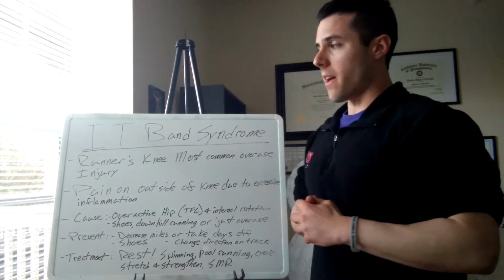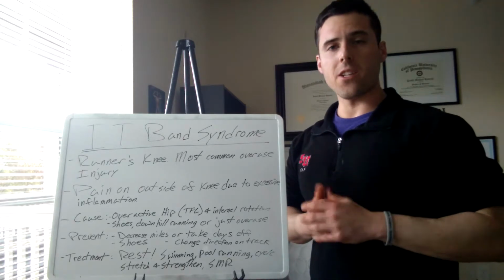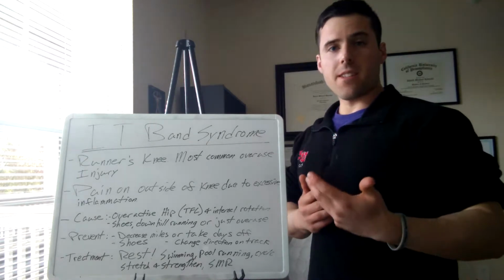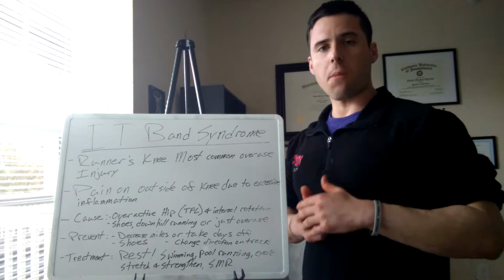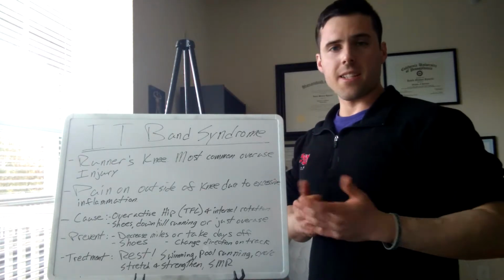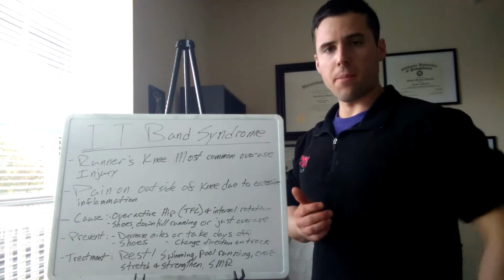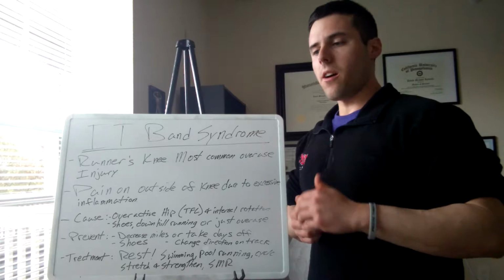So the IT band, a lot of us know about it. We may not know where it is or what it does. The IT band is a tendon. Okay, it comes from a muscle around the hip area. Okay, so it is a tendon. It doesn't really serve any other purpose than to connect from the hip down to around the knee.